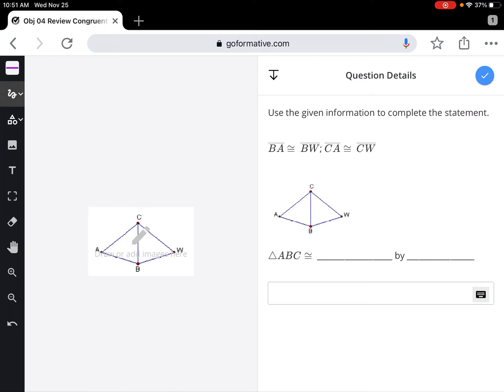Okay. So I like marking everything. So I know that BA is congruent to BW. CA is congruent to CW. I also know that BC is congruent to BC. So I know that these are congruent by side, side, side. And so I know triangle ABC must be congruent to triangle, and now I look, A is the same as W, B is the same as B, and C is the same as C.